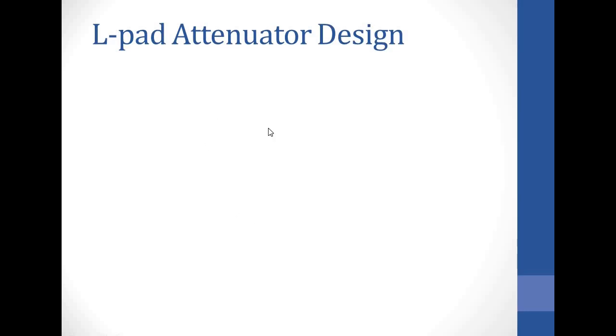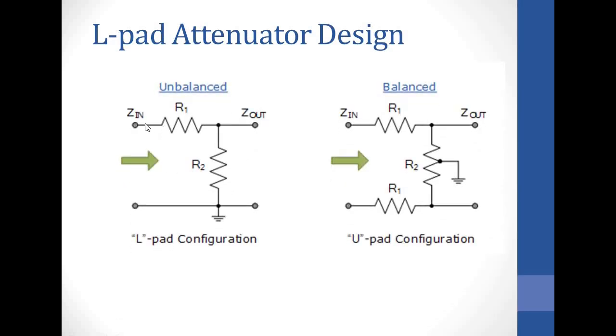So, the first one is the L-pad attenuator. The L is just coming from the fact that we've got one series and one shunt resistance. One series resistor, one shunt resistor. So this is called the L-pad attenuator. We've got R1 and R2. Normally these types of attenuators are asymmetrical. The input and output impedances are different. So we've got here what we call an unbalanced, and then we have what we call balanced.